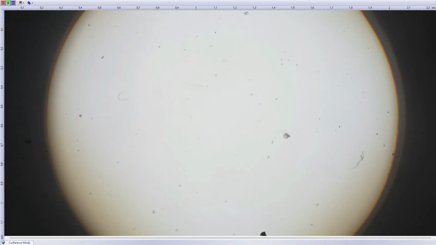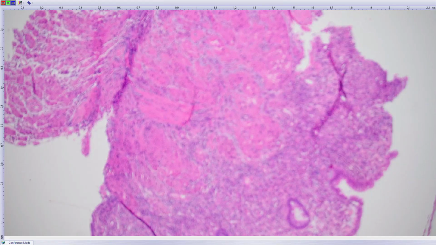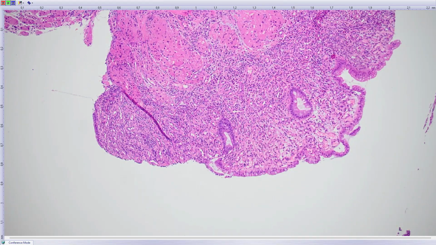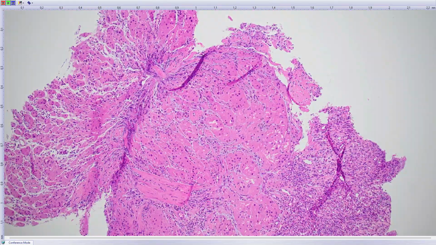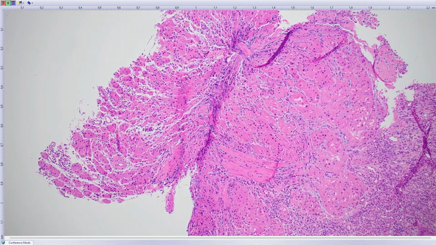Okay. My next case is a consult case. This is very interesting. This is a small bowel, small intestine biopsy. The bowel mucosa is here, and there is something eosinophilic there. Strange looking.